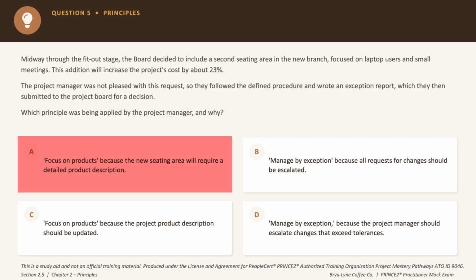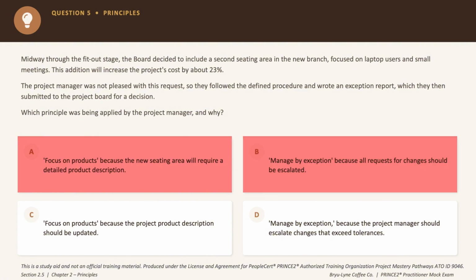Option B says manage by exception because all change requests should be escalated. Now, if you think about it, that's too broad, right? Not every change request needs escalation. Only the ones which are breaching tolerances will need escalation. So eliminate it as well. Option C says focus on products because the product description should be updated.